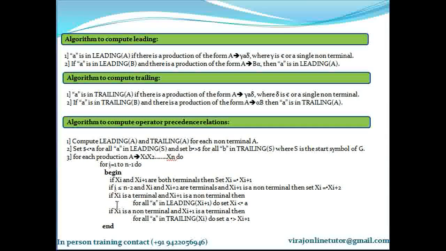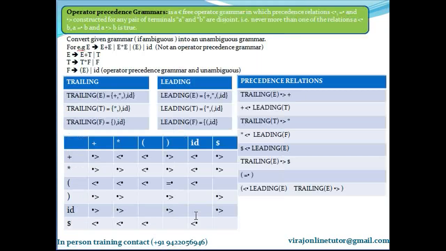And the next rule says, if I have Xi as a terminal and Xi plus 1 as a non-terminal, then Xi is less than leading of the next non-terminal. Similarly, if Xi is a non-terminal and the next element is a terminal, then trailing of that Xi is greater than the terminal on its right. Okay, that's what I explained here.